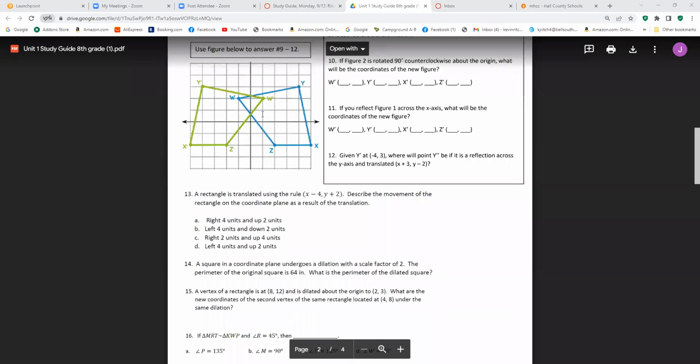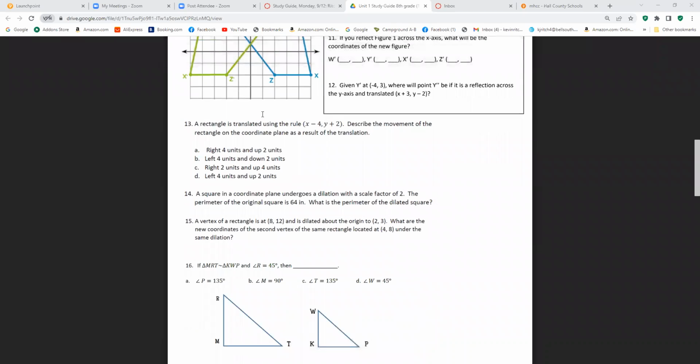All right, number 13. A rectangle is translated left 4, up 2. Describe the movement of the rectangle on the coordinate plane. Well, that's it. We're going to go left 4, up 2. Left 4, up 2 is going to be letter D.